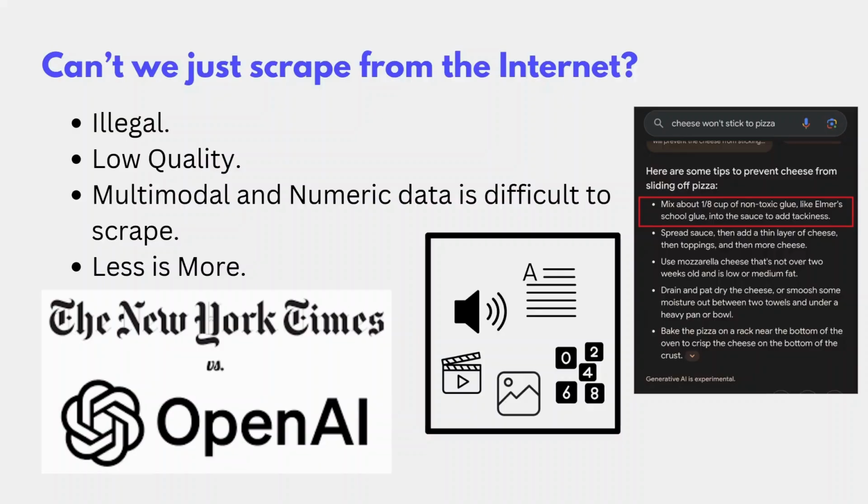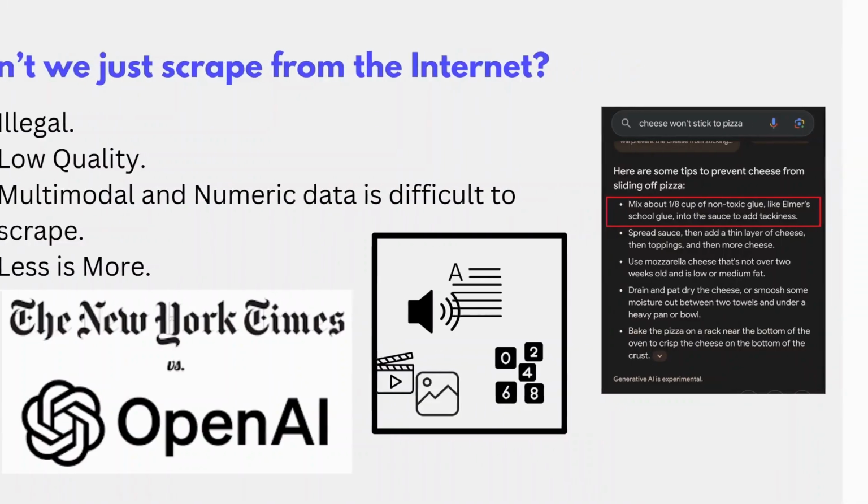So the point here is less is more. Quality over quantity is the motto going forward. High quality smaller data sets are better than low quality larger data sets. So now that we've seen why we need synthetic data, let's see some real world success stories.